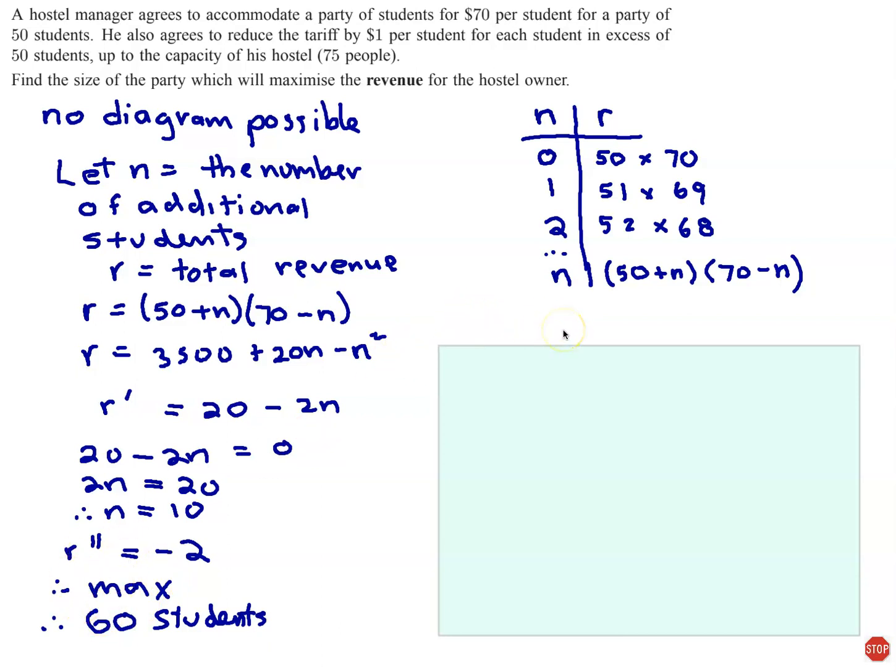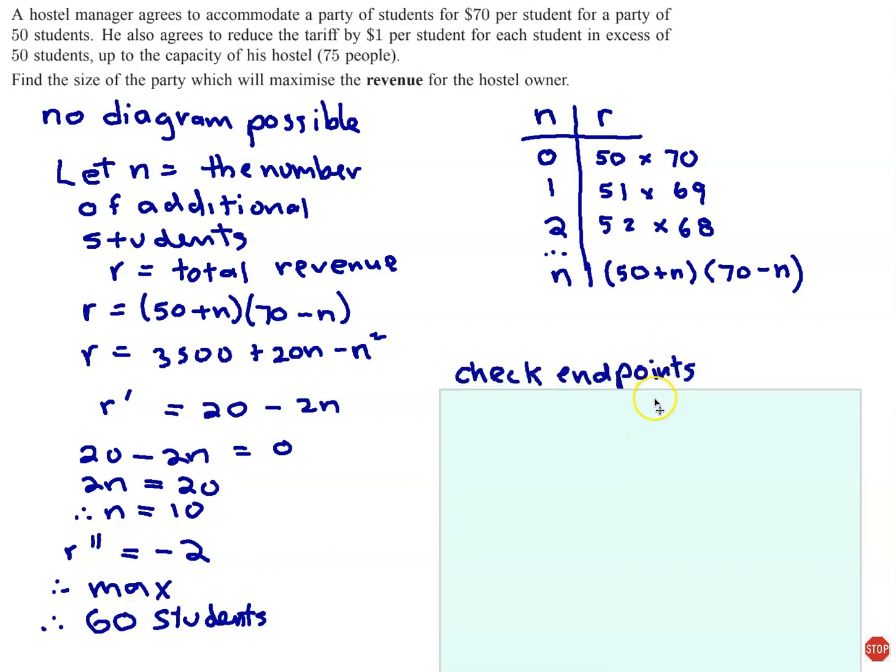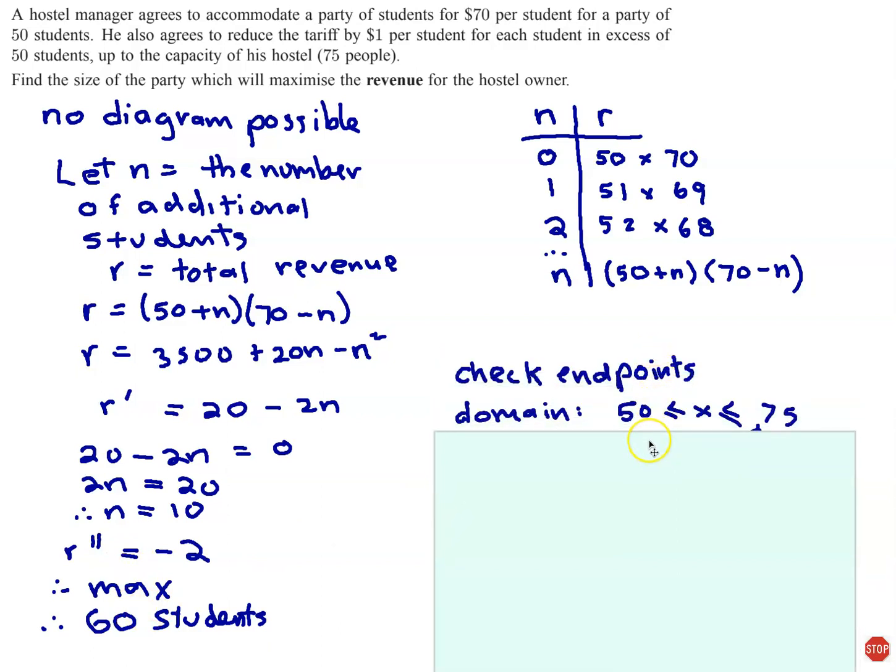Okay, now one last step. We've got to then check the endpoints, just in case one of those gives a larger amount of revenue than the 60 students does. So let's check the endpoints. First off, the domain: the minimum number of students is 50. The maximum number of students is 75. So we've got to work out the revenue for 50 students, 60 students, and 75 students and see which is the absolute maximum.